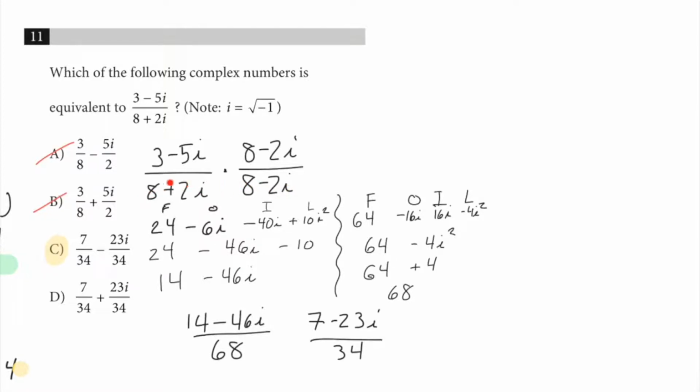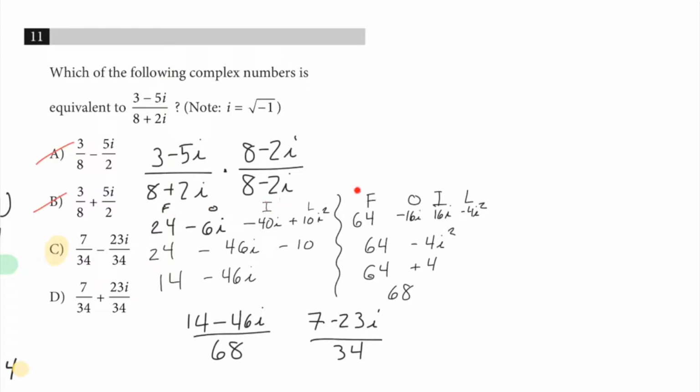The conjugate of anything, if you have a plus bi, is going to be a minus bi. Like if this were 3 plus 5i, then it would be 3 minus 5i. Just change the symbol of what you've seen in the middle. The conjugate of this numerator just happens to be 3 plus 5i. The conjugate of this denominator happens to be 8 minus 2i.